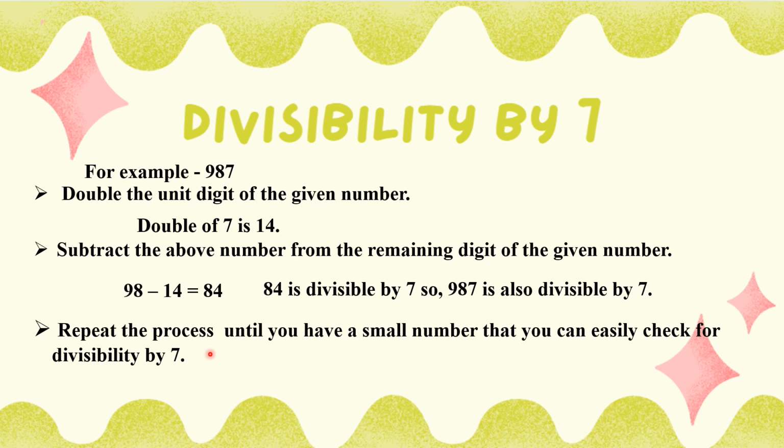But if the number has more digits, then it may happen that after subtracting you still get a 3-digit number. Then you have to repeat the same two steps again. You have to repeat it till you get a number in which you can easily tell it is divisible by 7. So let's take one more example.